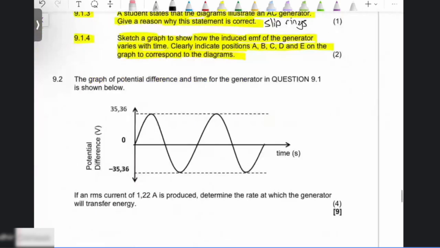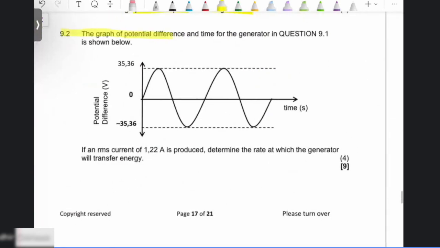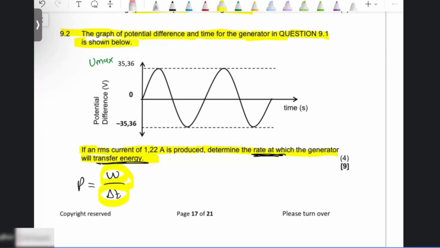Okay. Guys, 9.2, it says here that the graph of potential difference and time for the generator in question 9.1 is shown below. Wonderful stuff. Remember, this would essentially then be Vmax. It says if the RMS current is 1.22 amps produced, determine the rate at which the generator will transfer energy. Please note, the rate at which something will transfer energy is power, because power is the rate at which work is done or energy is transferred. So power is also energy over time. So here we're just looking for power.